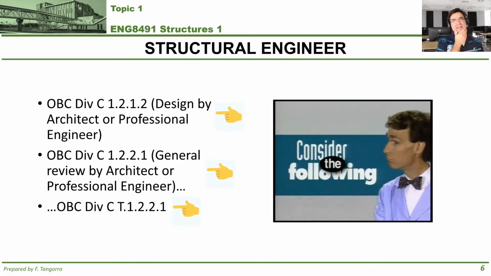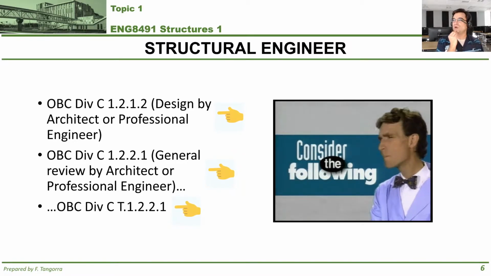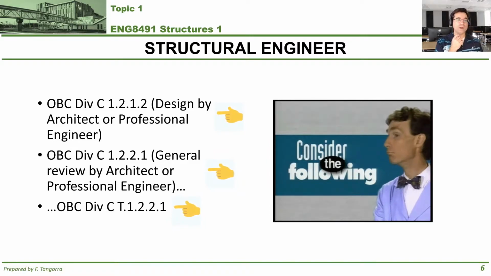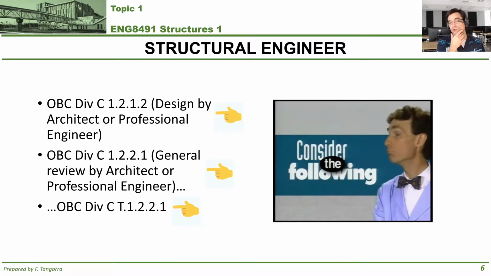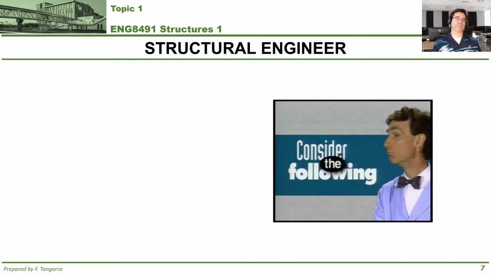There's nothing better that I can think of than putting a test question related to, say, being able to find some information in Table 1.2.2.1 under Division C about whether or not a certain item must be reviewed by an architect or a professional engineer, or if it may be reviewed by both.